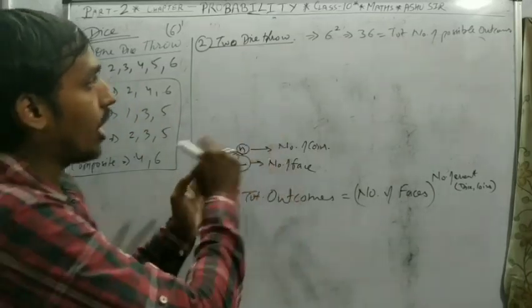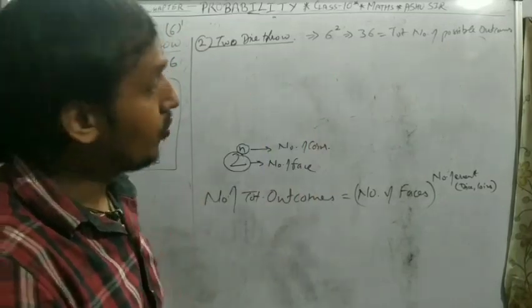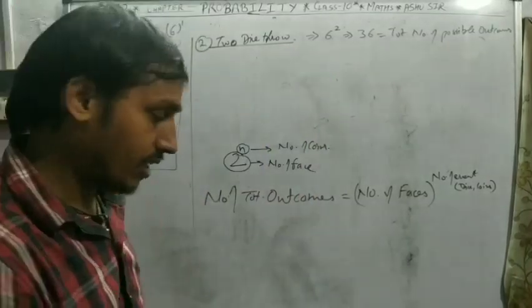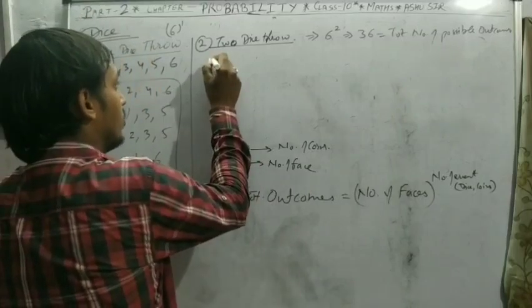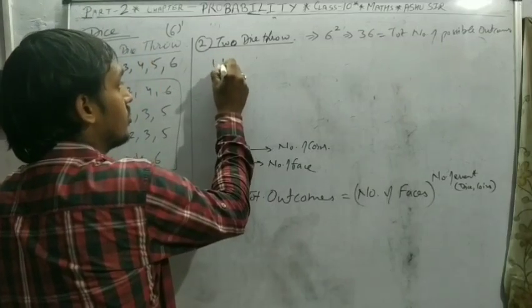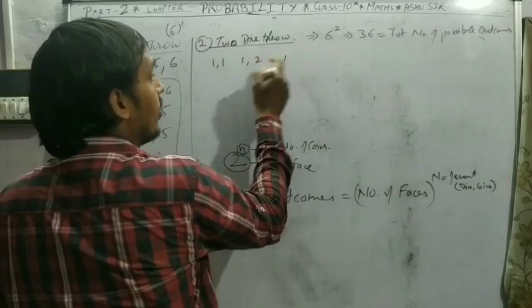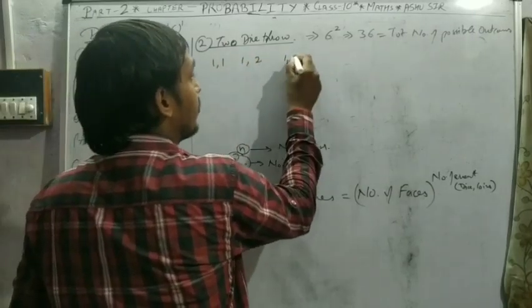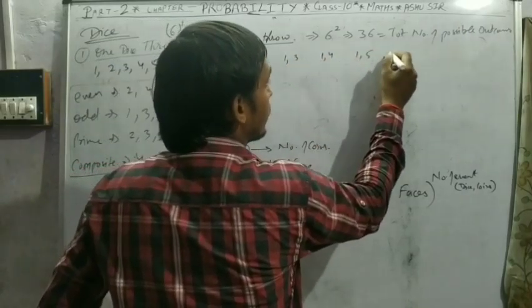But when we throw 2 dice, the total number of outcomes is 36. So which types of outcomes do you have to get? 2 dice. 1 face 1, other face 1. 1, 2. First die, second die. First die, second die.